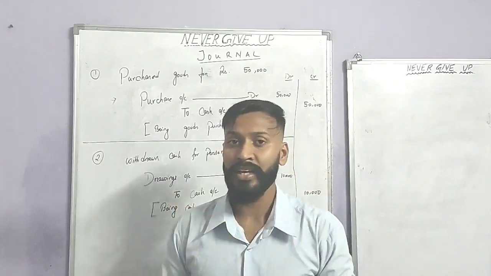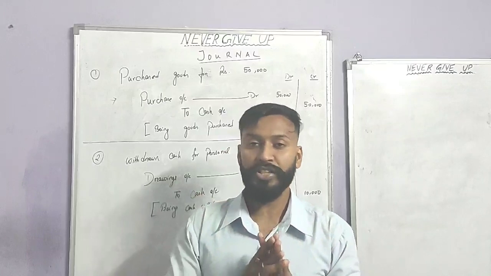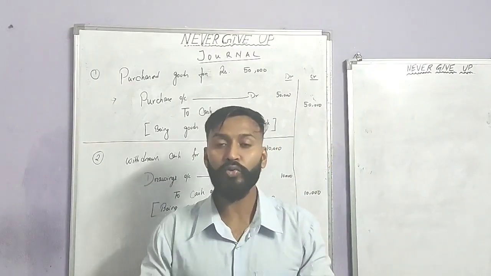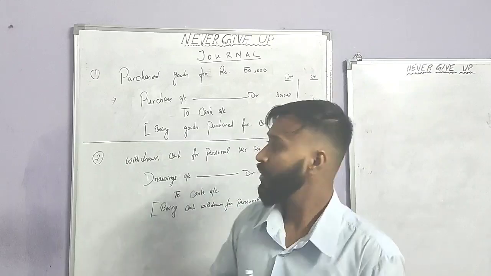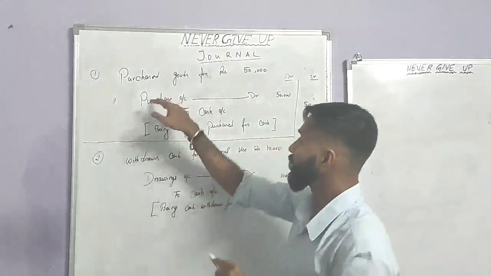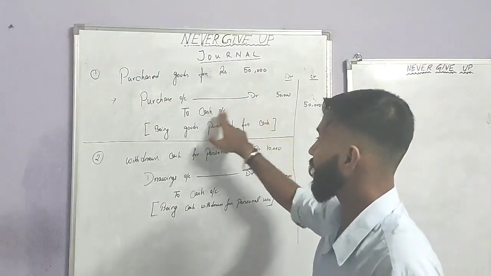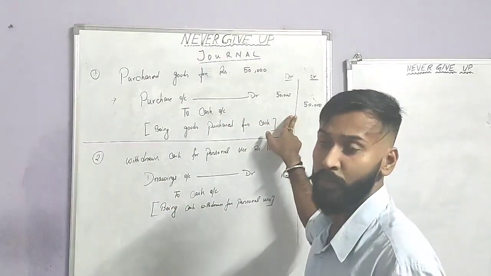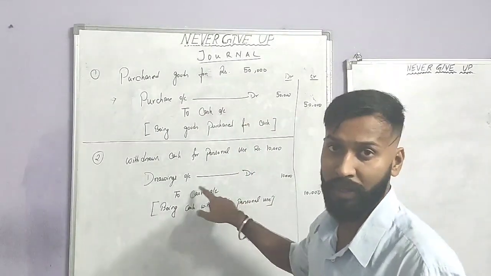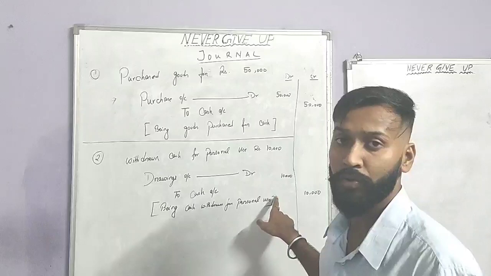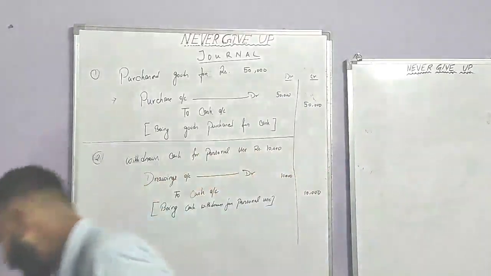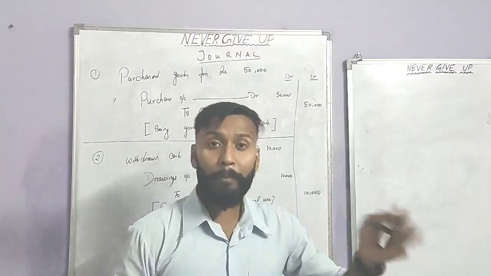Now let us see the compound journal, how it looks or how to record the compound journal. So this is the simple journal. Why simple? Because here it is one debit account, one credit account, and here also one debit, one credit. Now let us do the compound journal.